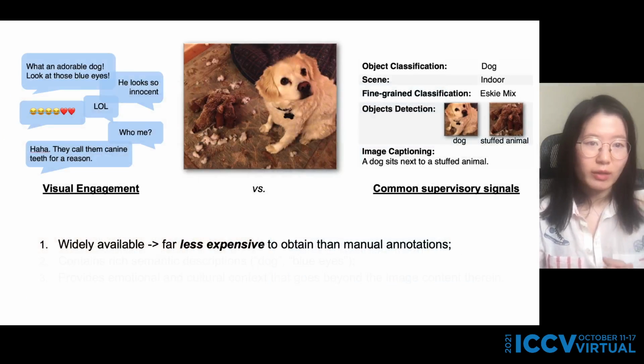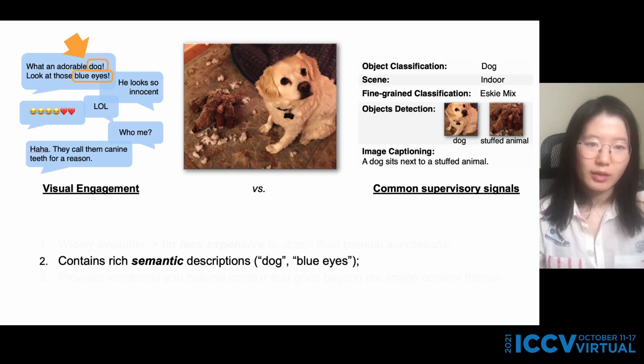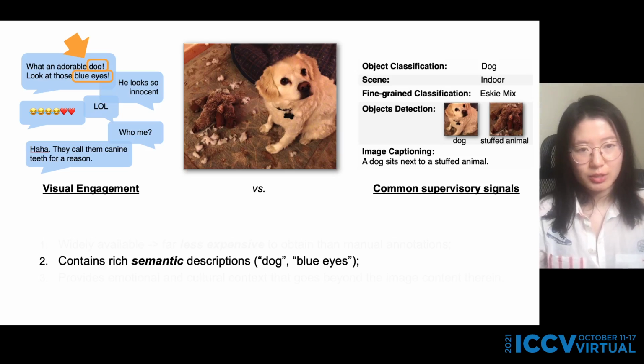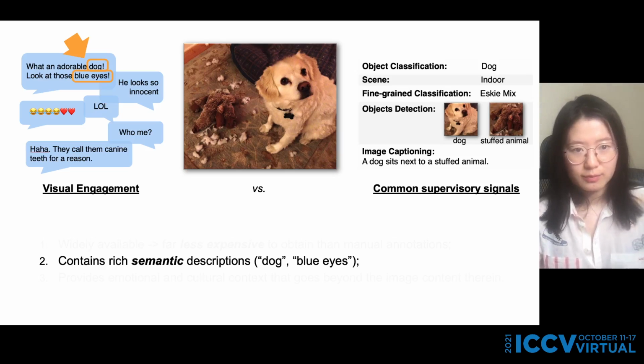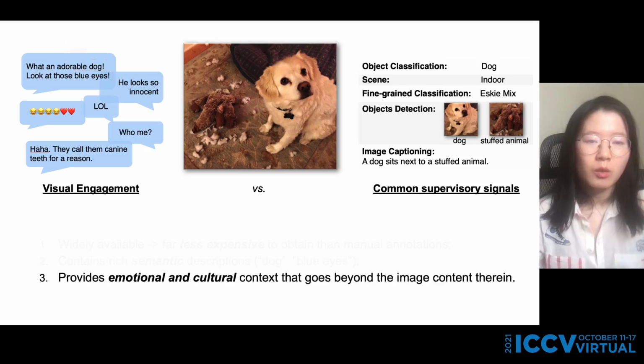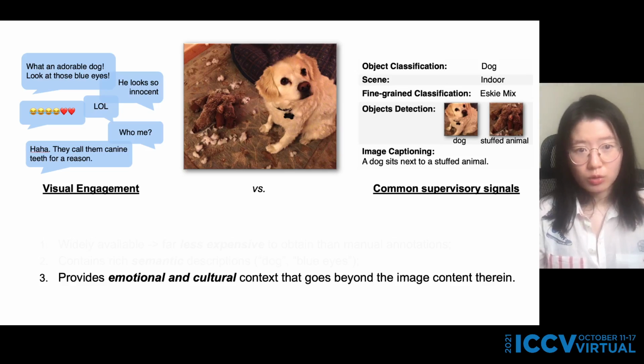First, they are widely available online, which is far less expensive to obtain than manual annotations in standard vision tasks. Second, such interactions can contain rich semantic descriptions such as dog or blue eyes. More importantly, visual engagement provides emotional and cultural context that goes beyond the image content they're in.